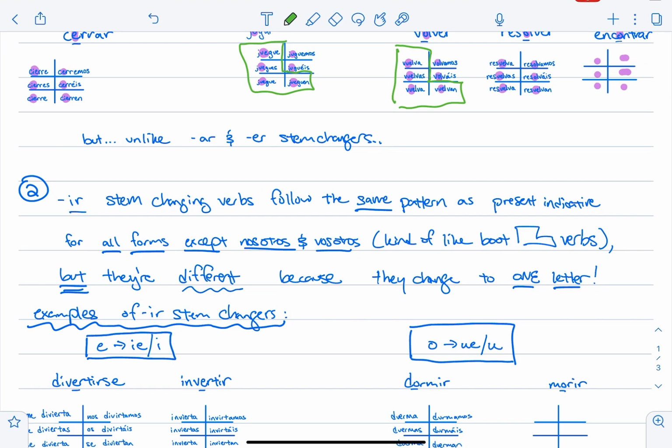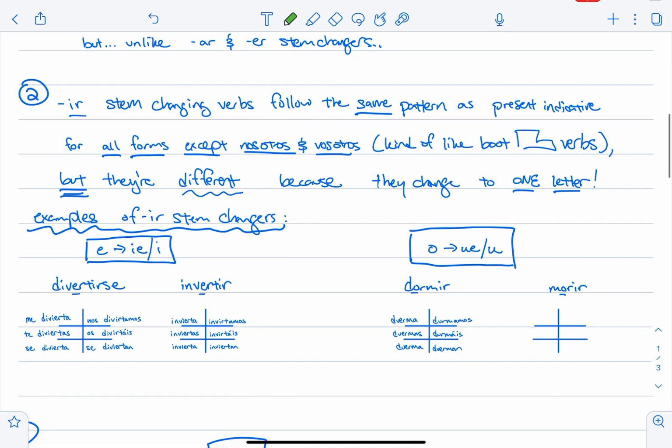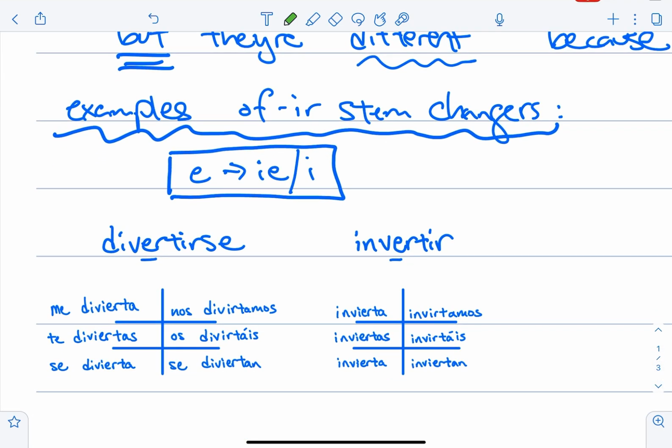So, unlike AR and ER stem changers, rule number 2, IR stem changing verbs follow the same pattern as the present indicative for all the forms except for nosotros and vosotros. So they're kind of like boot verbs, but they're different because they change to one letter. So here are some examples of IR stem changers. Here are verbs that go from E to IE inside of the boot. So this is for the boot. And then they go to I outside of the boot.